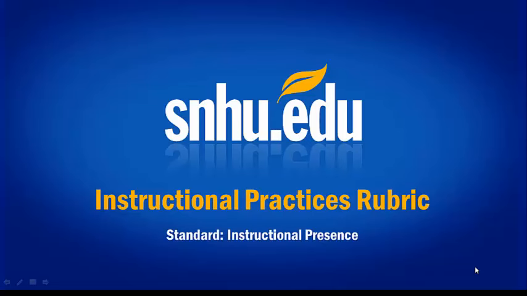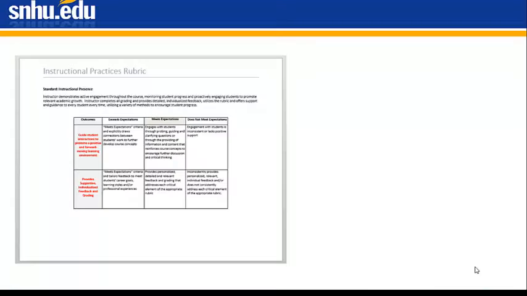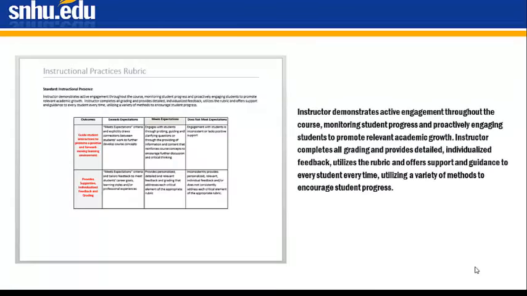Instructional presence is the second standard of the Instructional Practices rubric. Instructional presence is described as the following. Instructor demonstrates active engagement throughout the course, monitoring student progress, and proactively engaging students to promote relevant academic growth.